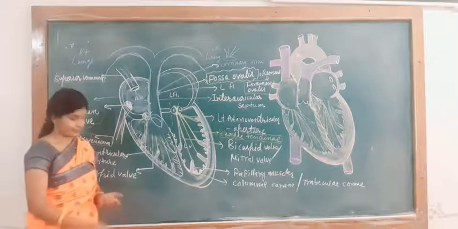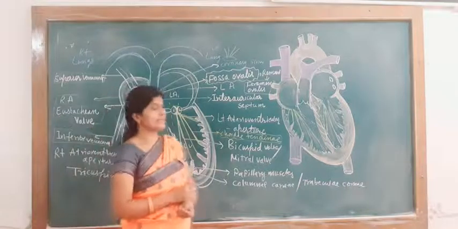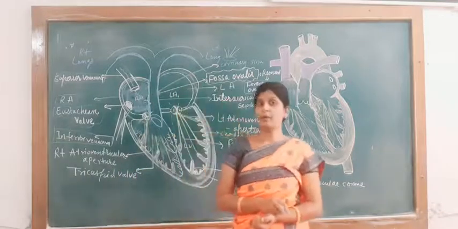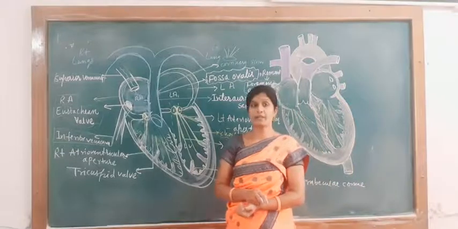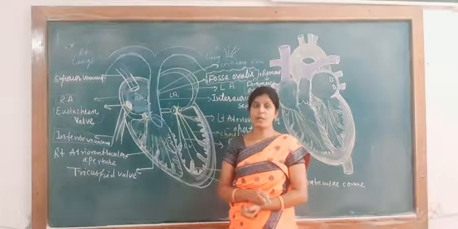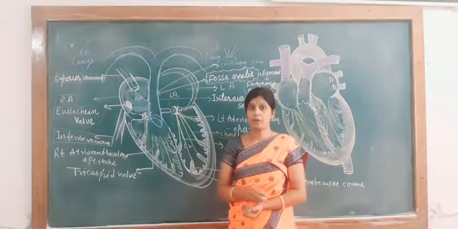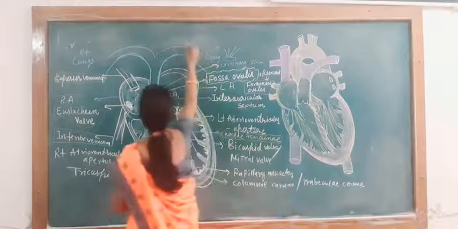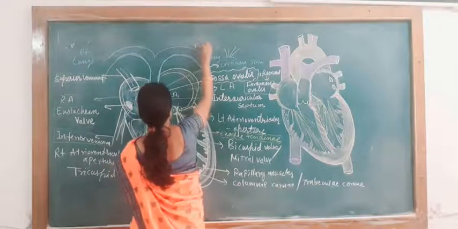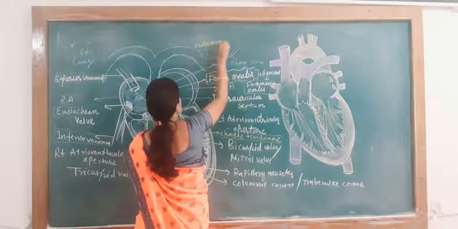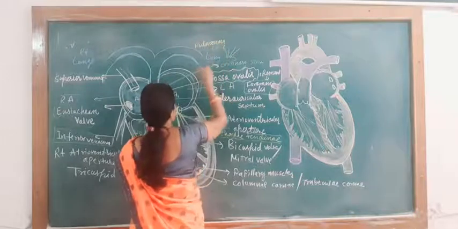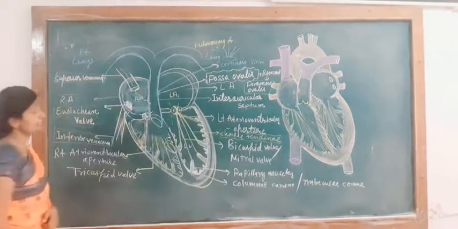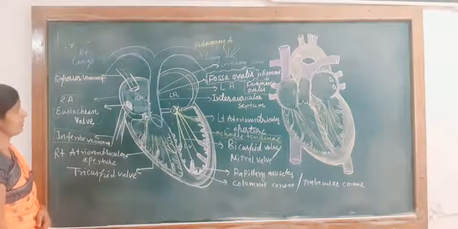As we know, all arteries carry oxygenated blood and all veins carry deoxygenated blood. But exceptions are there. Which exception? This one, the pulmonary artery. The pulmonary artery is carrying deoxygenated blood towards the lungs.